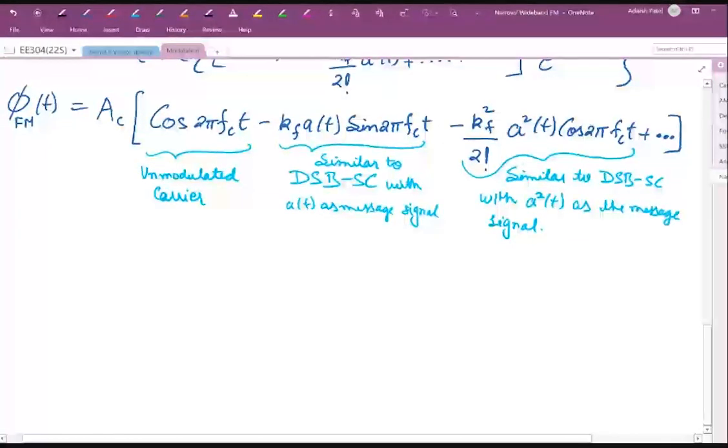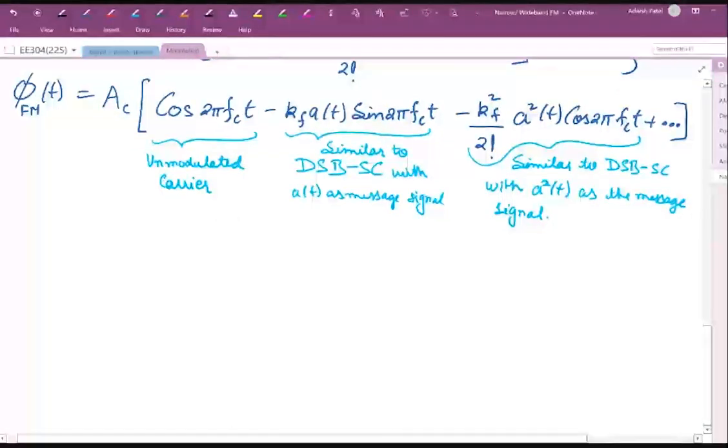Now the next thing that we want to calculate is, we now know this FM can be written as the summation of these DSB-SC signals, or a summation of this DSB-SC plus the unmodulated carrier signal. So if I have to calculate the bandwidth, we have to find the relation, or the bandwidth relation, between m(t) and a(t).